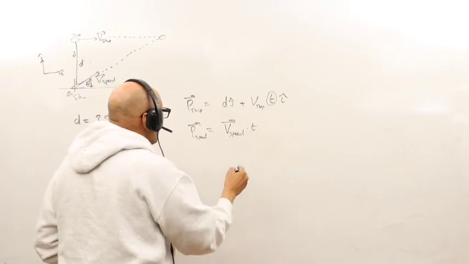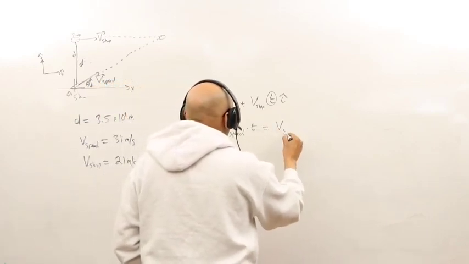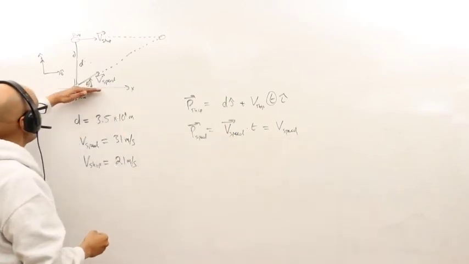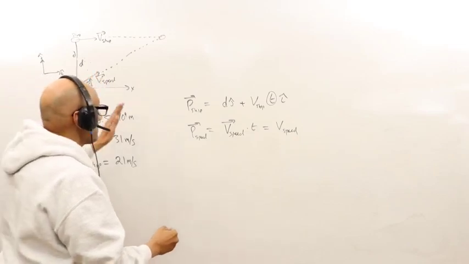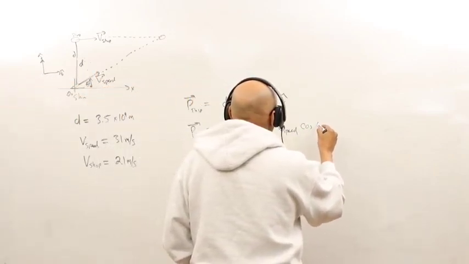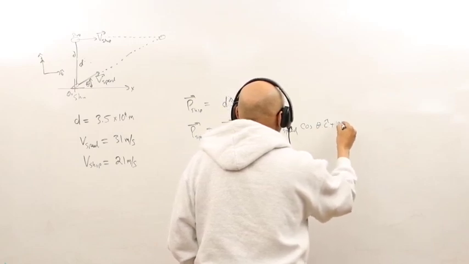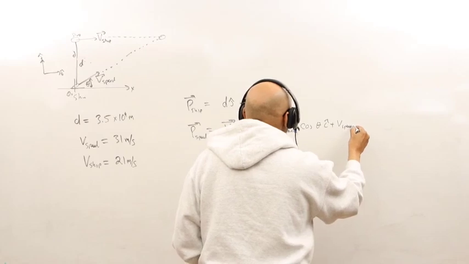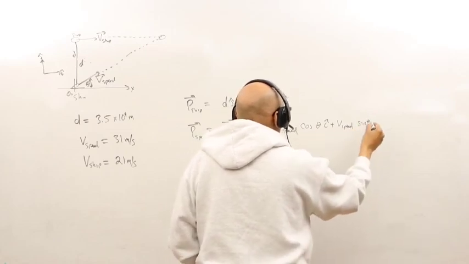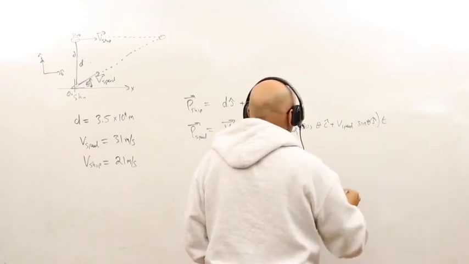And so we can translate this into v speed. So the component this way is going to be the cosine component, and this is the sine component. So this is v speed cosine of theta, theta is unknown, i hat, plus v speed sine of theta j hat, times time.